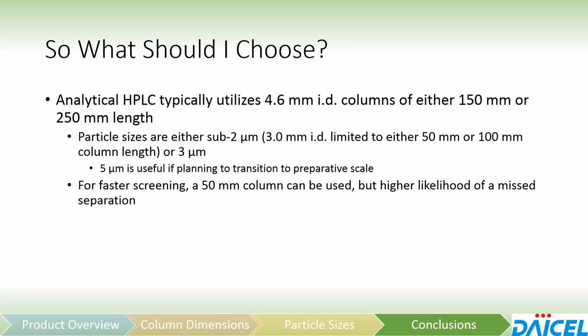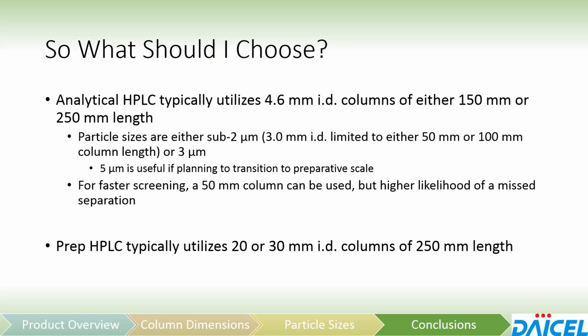For faster screening, you can certainly look at doing a 50 millimeter length column, but there is a higher likelihood that you might miss a separation if you go that direction. So when we do our screening internally, generally we're always screening on 150 millimeter length column just to kind of minimize the chances of us missing something.